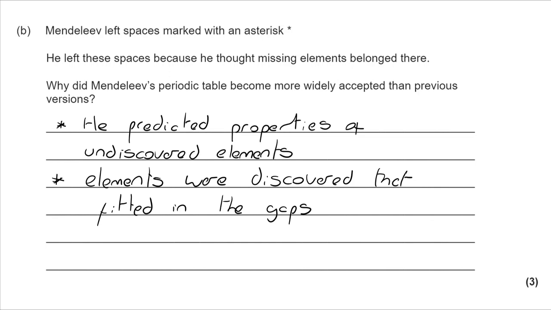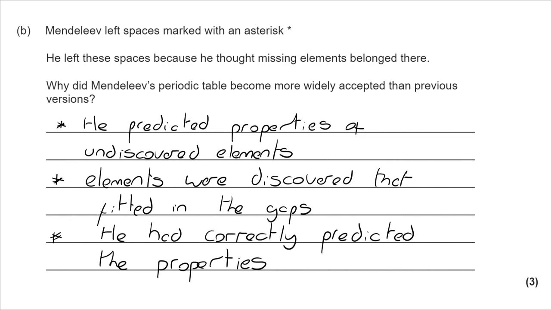He suggested what their melting points would be, their densities would be, how they would react, even what they would look like. And over time, those elements were discovered that fitted into the gaps at the atomic weights that he thought they would. But crucially, and what really highlighted how successful he'd been, was that the properties that he predicted were absolutely correct. So that's the 3 marks for that question.